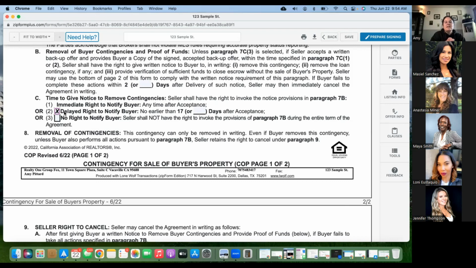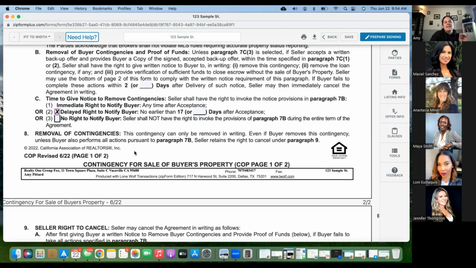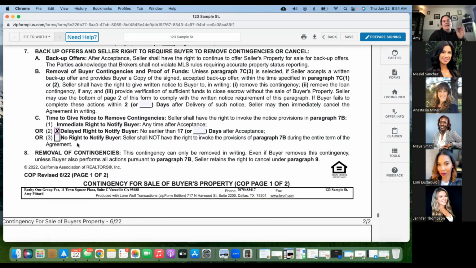Okay, removal of contingencies. This contingency can only be removed in writing, even if buyer removes this contingency, unless buyer also performs all actions pursuant to paragraph 7B. Seller retains the right to cancel under paragraph 9. So again, they retain the right to cancel under paragraph 9, even if they remove this contingency, because they also have to remove the loan contingency and provide proof of funds, is what's in 7B. Okay.